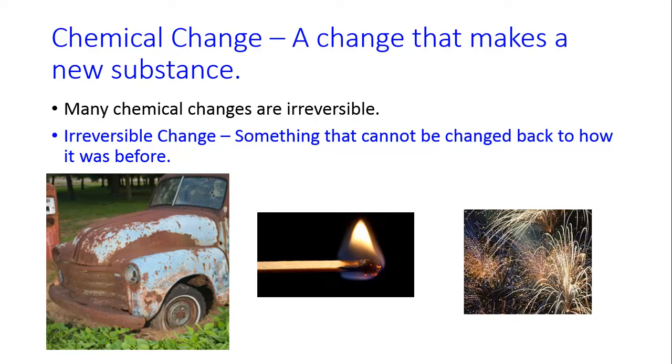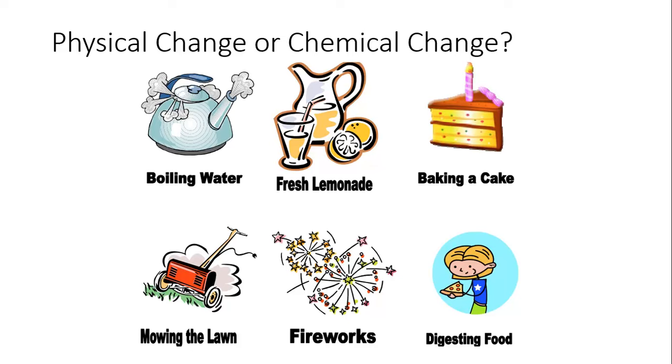The picture on the left is a reaction between iron in the car and oxygen. Okay? Rust is formed. Iron oxide. And the match is burning. Carbon dioxide is being released, carbon into the air. And the picture on the right, fireworks exploding. These are all examples of chemical changes. We cannot change them back to the way they were before.